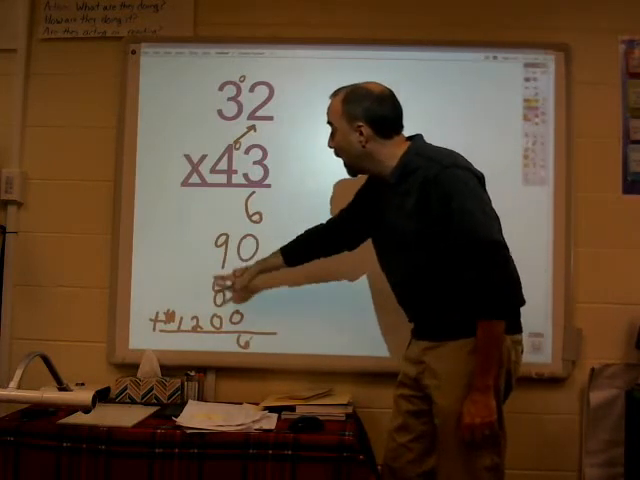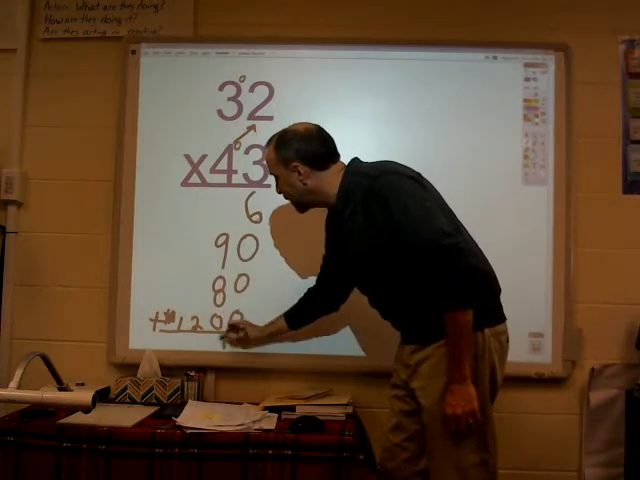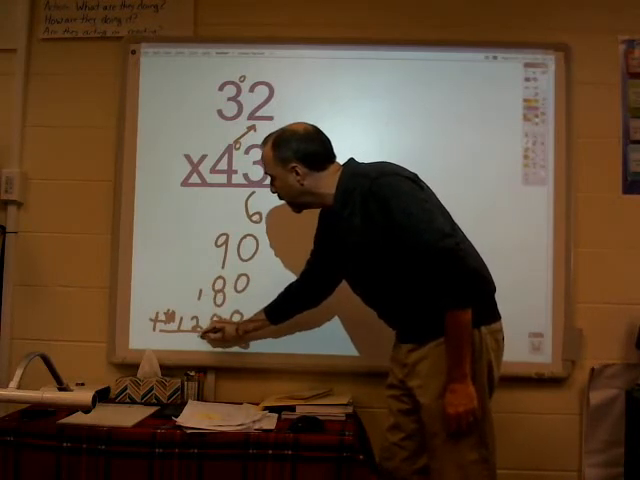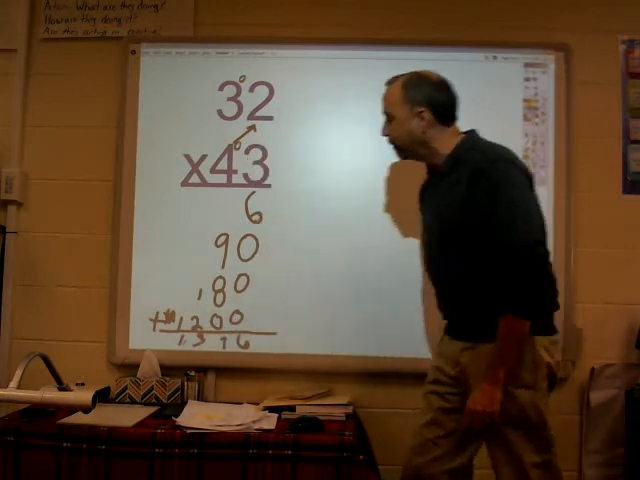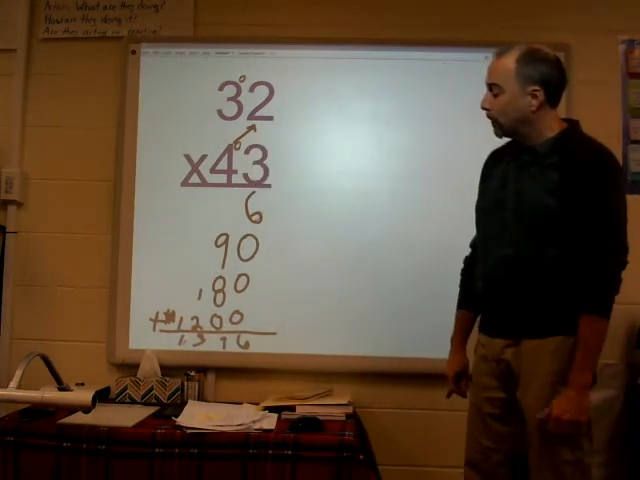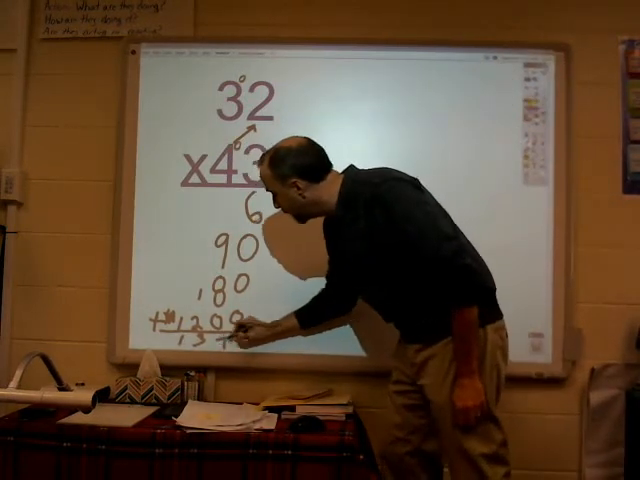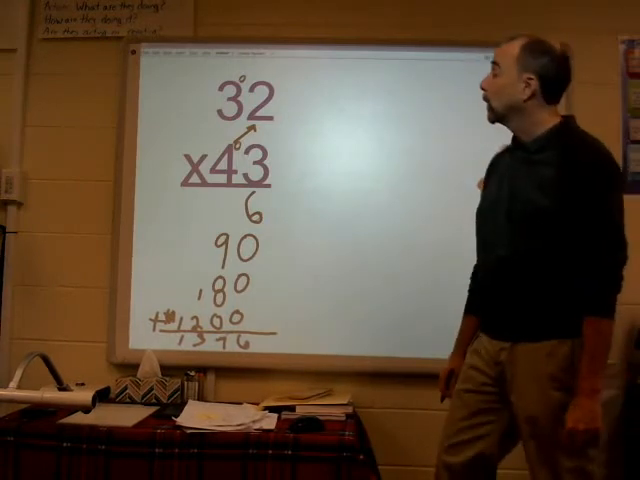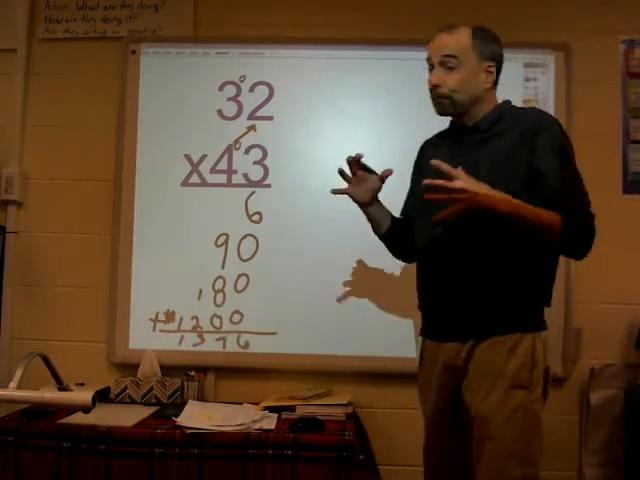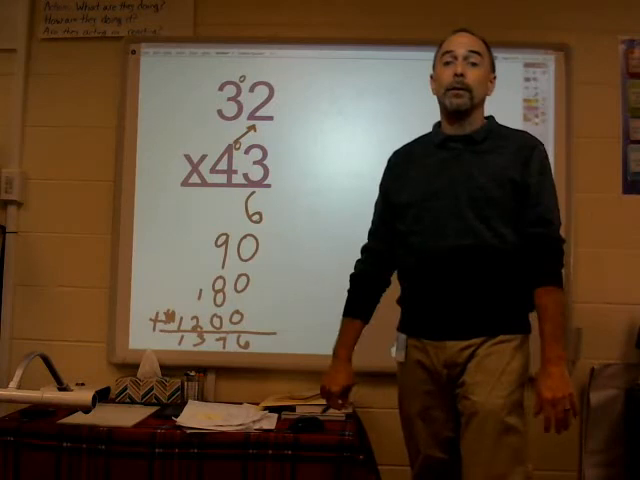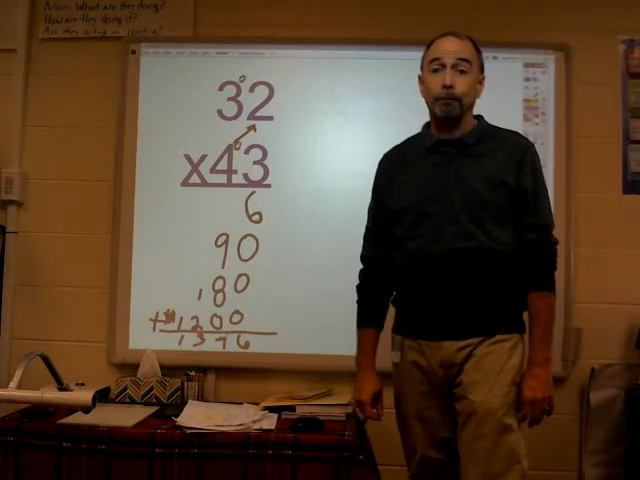That's a 6. 9 plus 8 is 17. Carry 1. 1 and 2 is 3. And this is a 1. For a final answer of 1,376. Okay? This is partial product multiplication.